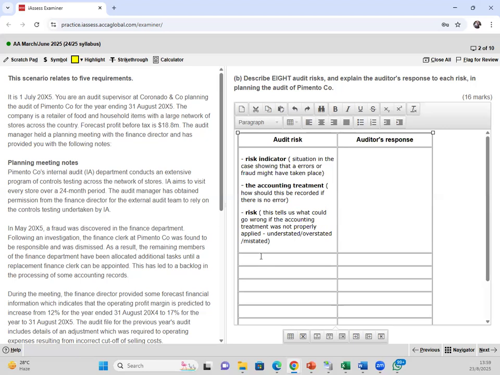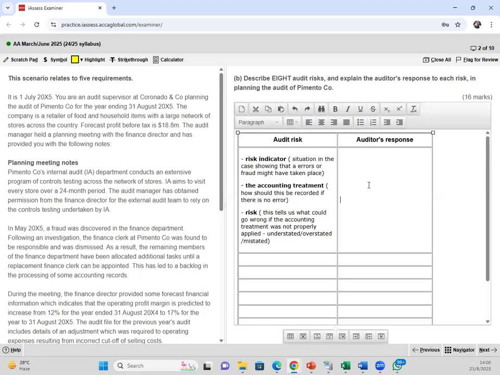So most of the answers were vague. They did not contain all the requirements. If you're answering, you don't write risk indicator, accounting treatment, risk. It's in your mind. You should know this is a risk indicator, this is now an accounting treatment, and this is now the risk. So failing to follow this format may result in unnecessary losing of marks. So please bear that in mind.